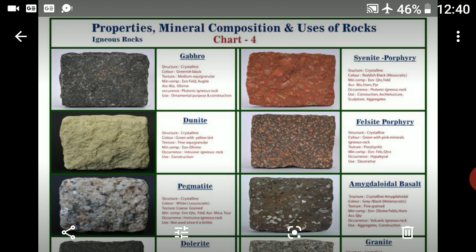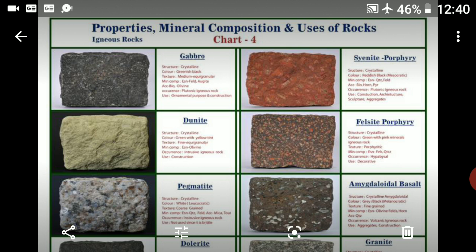First one is gabbro. The structure is crystalline, color is greenish black, texture is medium equigranular, the grain size is equal. All grains present in this mineral are medium and equal in size. And the mineral composition: there are two types of mineral composition. One is essential mineral and the second one is accessory mineral.